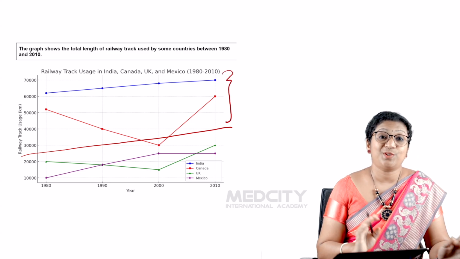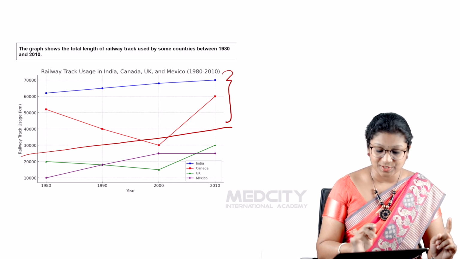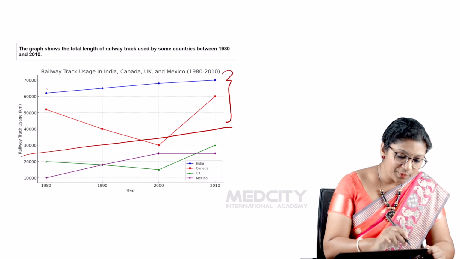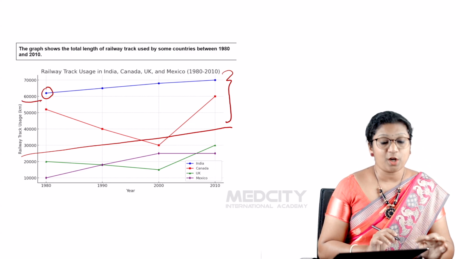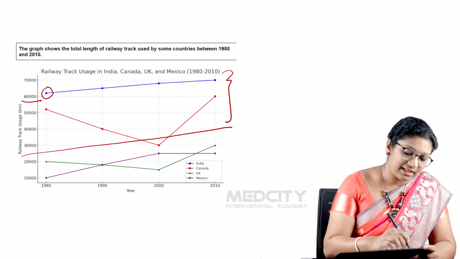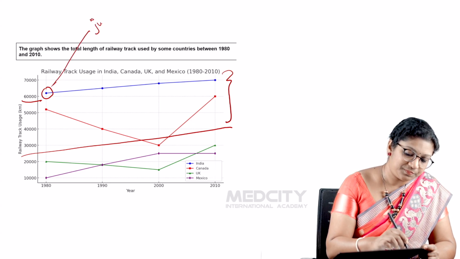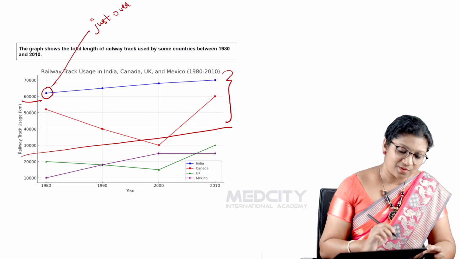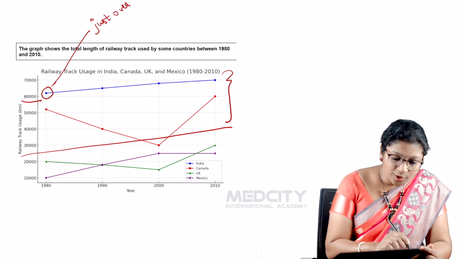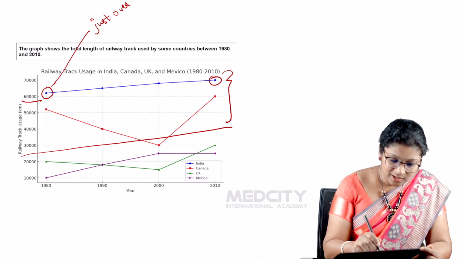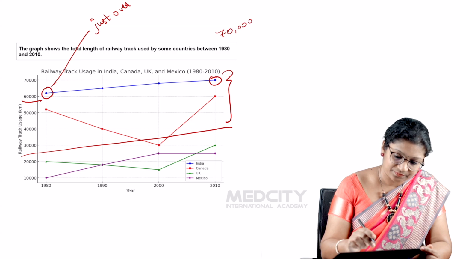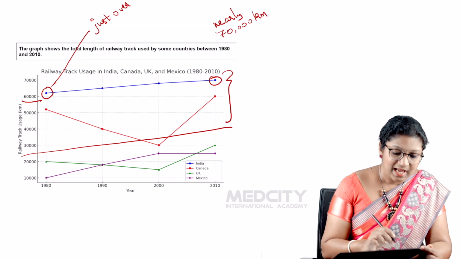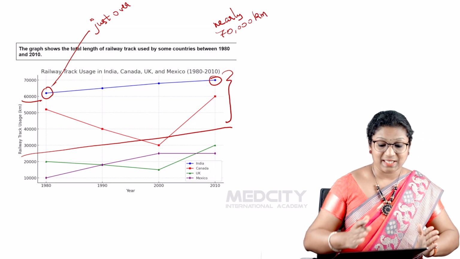So we need to choose 2 or 3 reference points. Let's look at the line for India, which is the one in blue. We can talk about 1980, what was the status? It was around, maybe you can say 60,000 kilometers, or because the number is a little higher than that, you can say just over 60,000 kilometers. And overall, we can see that by 2010, it has reached nearly 70,000 kilometers.